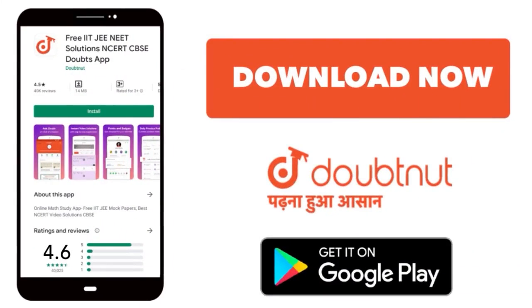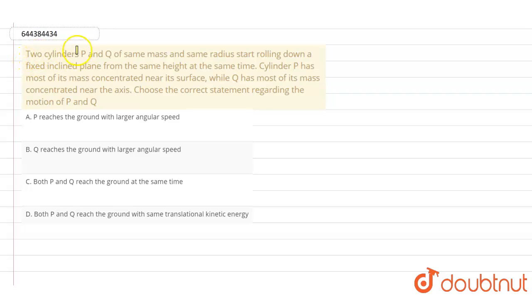Download Doubtnut app today. So guys, here in this question it is given that two cylinders P and Q of same mass and same radius start rolling down a fixed inclined plane from the same height at the same time, and the cylinder P has most of its mass concentrated near its surface, while Q is the other cylinder, that means the second cylinder has most of its mass concentrated near the axis. Choose the correct statement regarding the motion of P and Q.